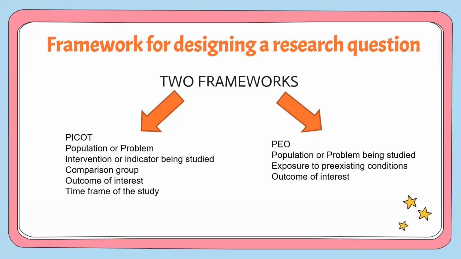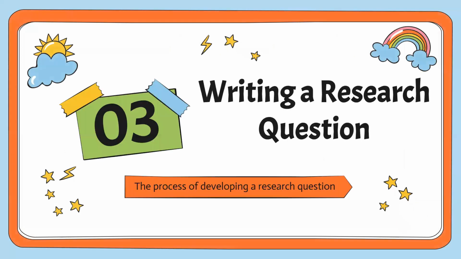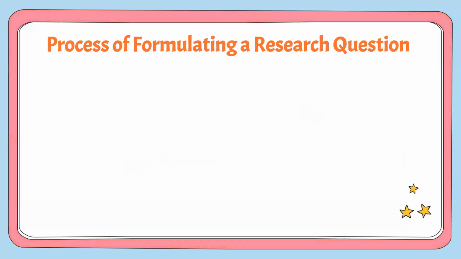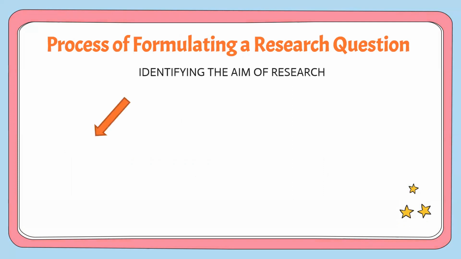So now we can move on to the next aspect of it, that is the third part, that is writing a research question, or the process of developing a research question. Now, the first thing that we need to find out, when you are formulating a research question, is we need to identify the aim of research. So our aim of research could be descriptive or exploring in nature.